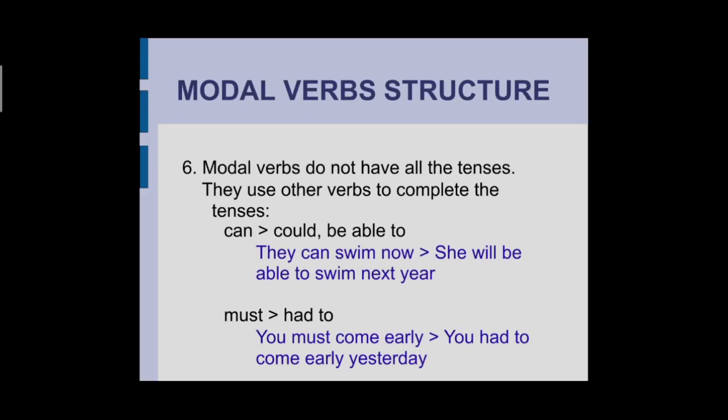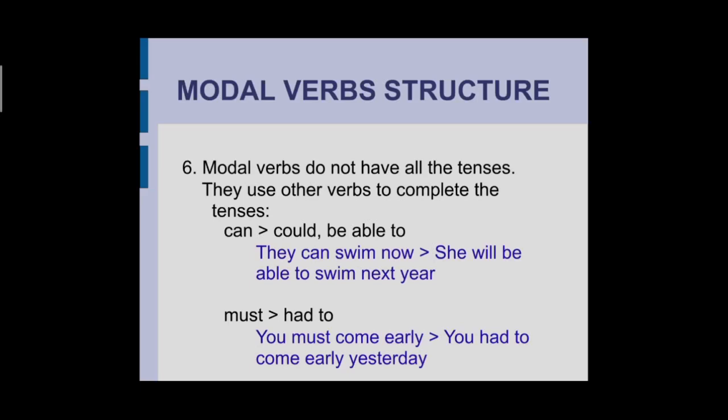वो टाइम बता रहा है क्या वो पास्ट टेंस में या प्रेजेंट टेंस में या फ्यूचर टेंस में. They can swim now. Can is considered over here in the present form. And she will be able to swim next year. That means the use of will, so it's in future tense. So the words that are helping over here are called auxiliary verbs, जो भी modal verb को time denote करने में help करते हैं. And another example, must or had to.